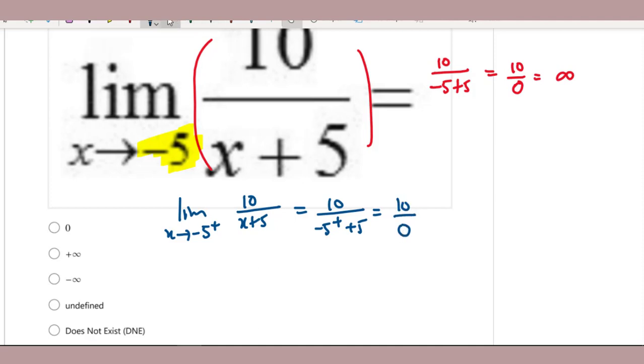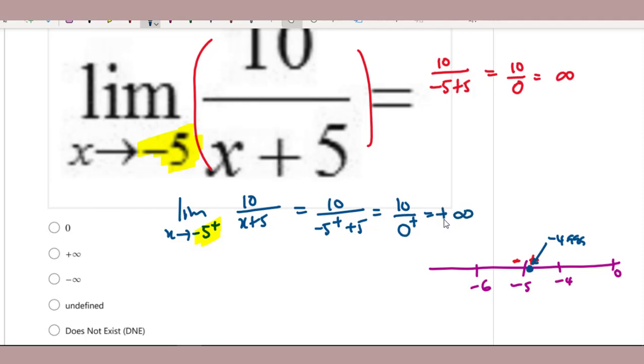Then check the number line. Here is 0, here negative 4, negative 5, negative 6. From left, from right. So negative 5 from the right is around negative 4.999. Negative 4.99 plus 5 is equal to positive. So the answer is positive infinity.